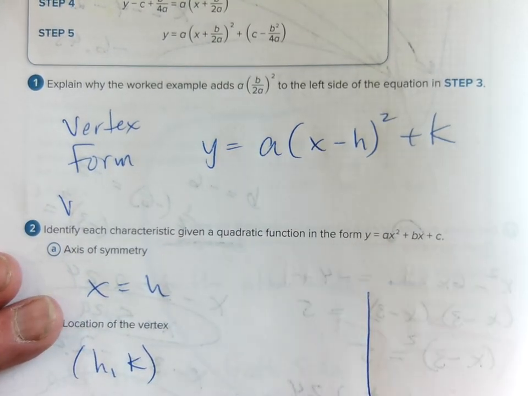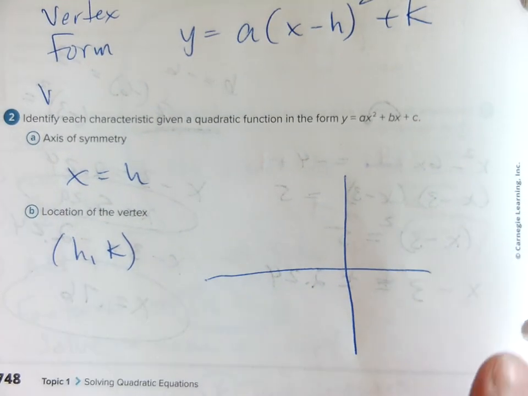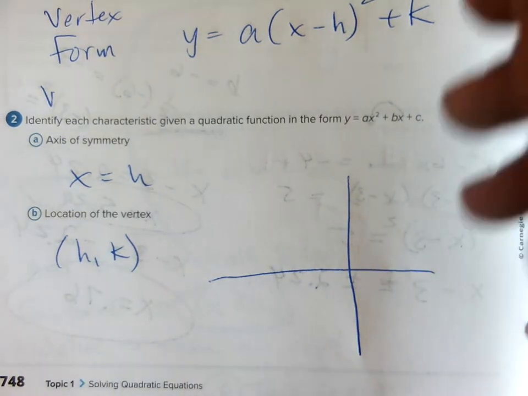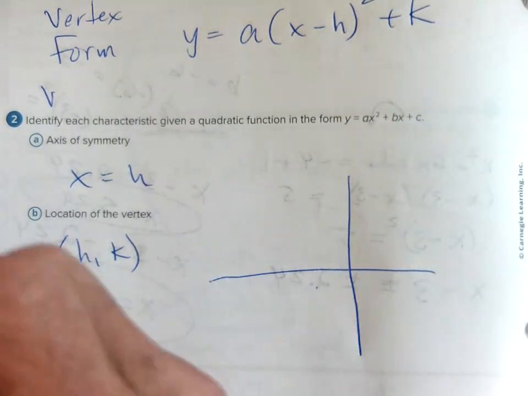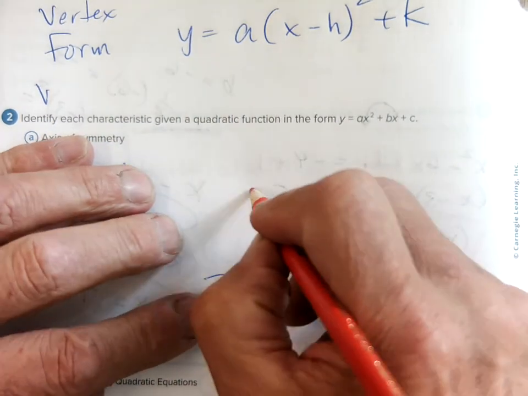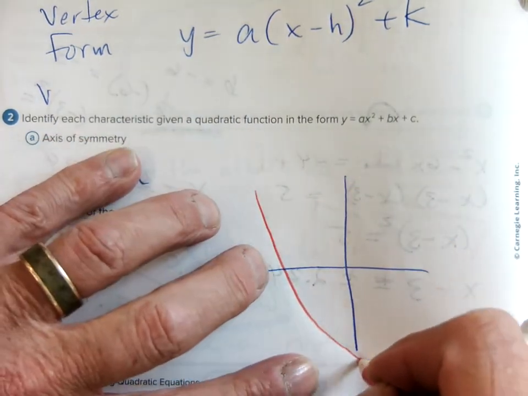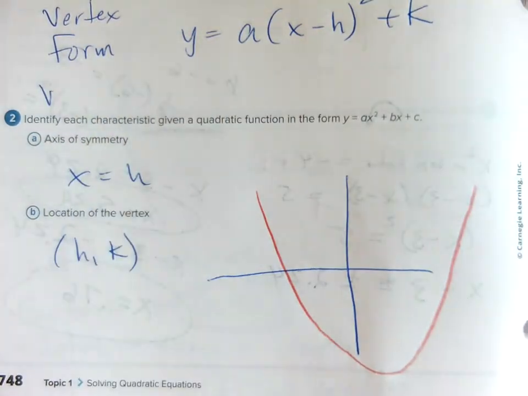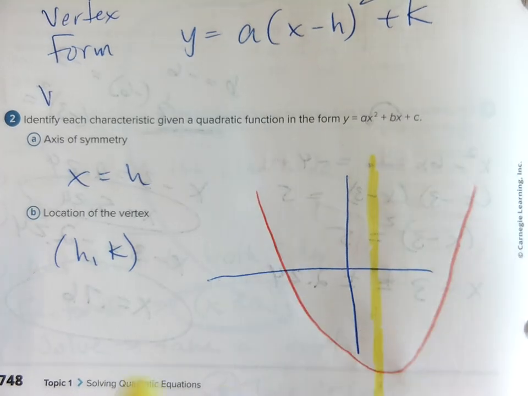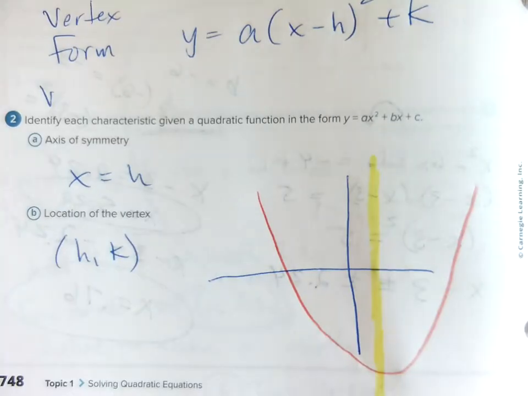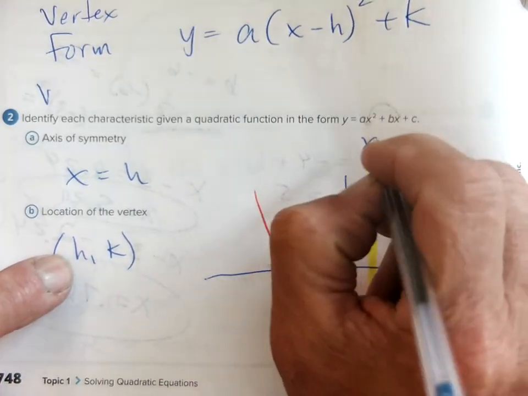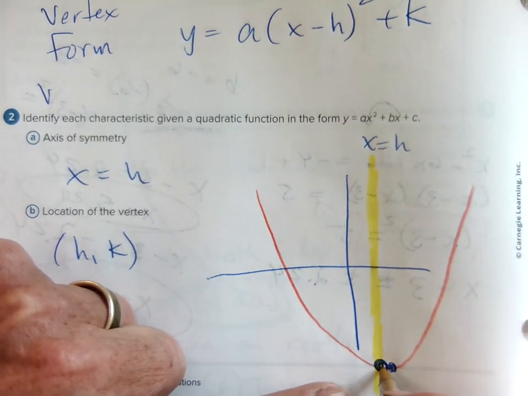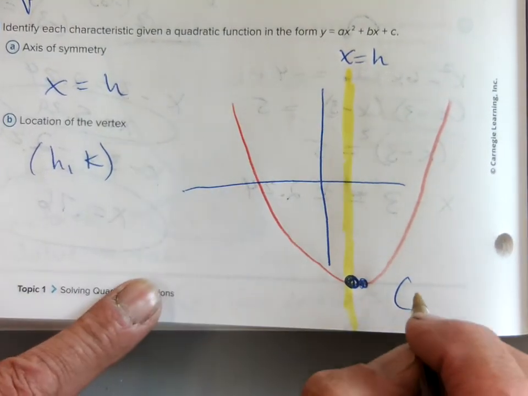A simple drawing, it doesn't have to be perfect: if I had a parabola that looked something like this, we know it has a line of symmetry going right down the middle at x equals h, and it has a vertex down here on the line of symmetry.